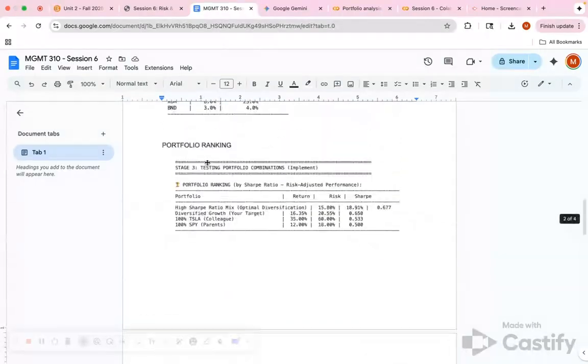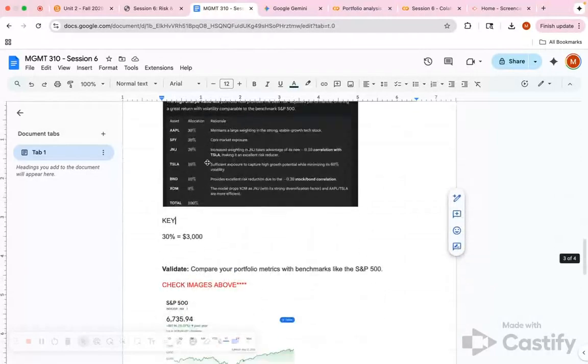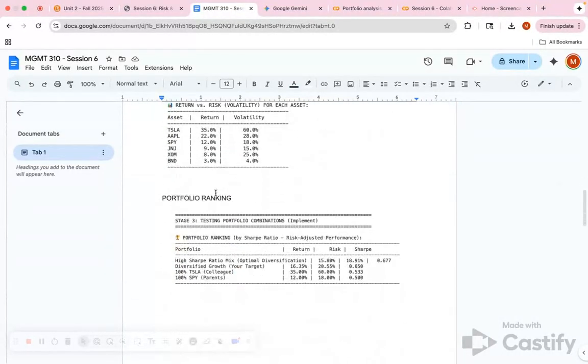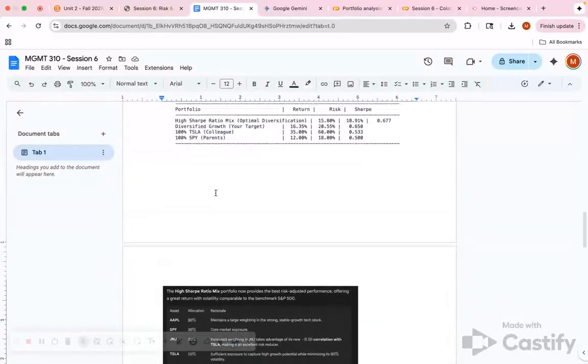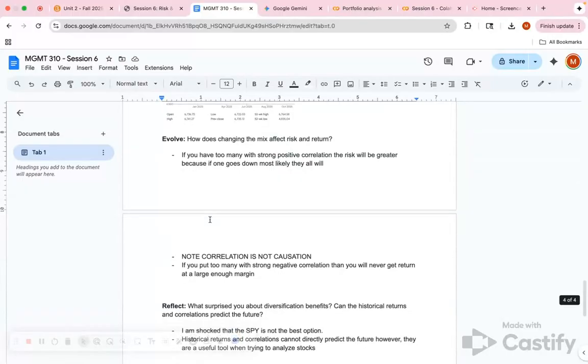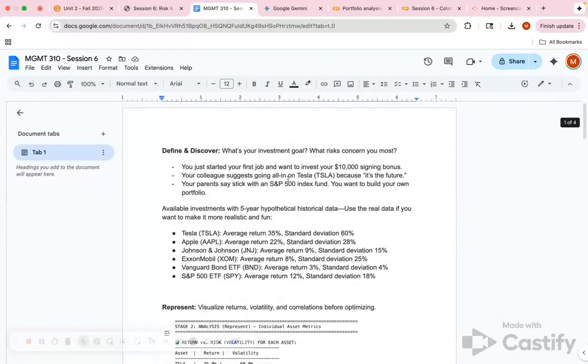Implement. We're going to actually build the portfolio analysis, and then the represent goes with that, and then the validate, evolve, and reflect. So first, let's get to the define and discover stage.